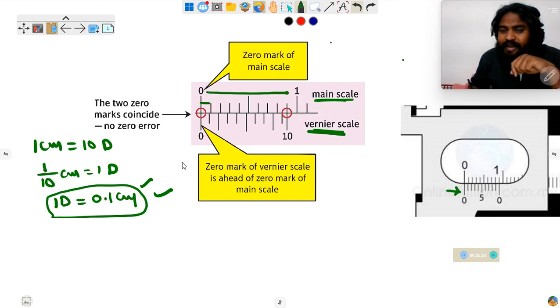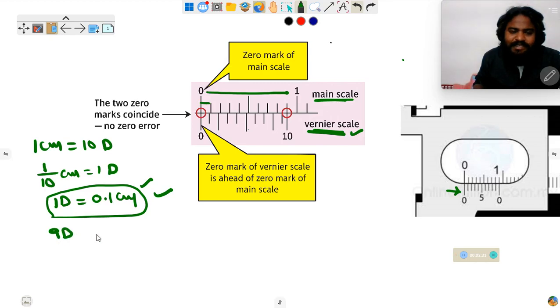Coming to the Vernier scale, if you observe the Vernier scale, there are 10 divisions: 1 2 3 4 5 6 7 8 9 10, right? So 10 divisions are there on the Vernier scale. These 10 divisions are coinciding with the 9 divisions of the main scale: 1 2 3 4 5 6 7 8 9, right? So what I can tell from this is, 9 divisions of the main scale is equal to 10 divisions of the Vernier scale.